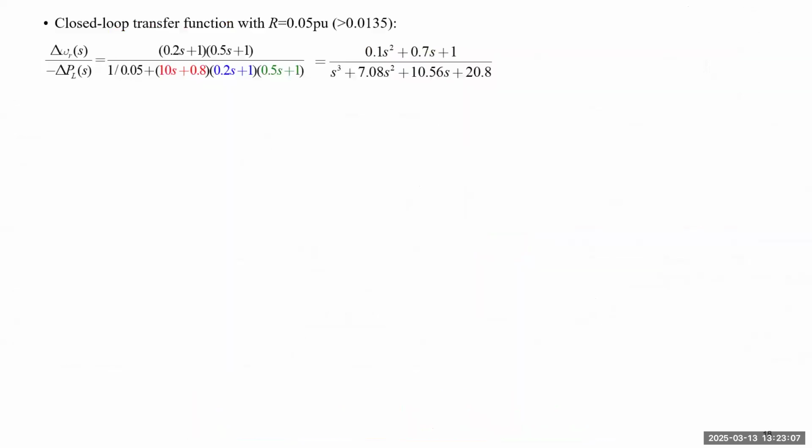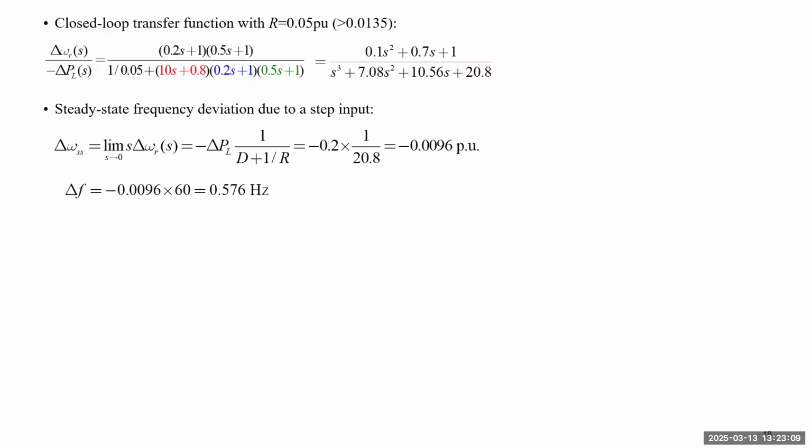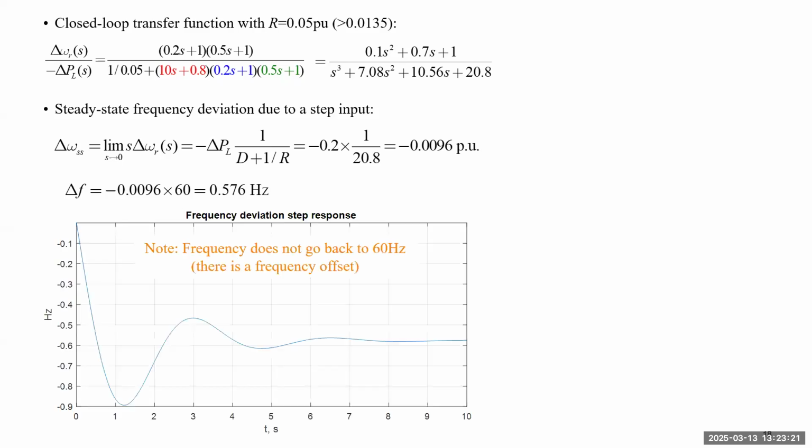All right, so after we know the limit, which is 0.0135 for R, we have to select R bigger than this value. For instance, if you select 0.05 per unit, based on the calculation, we'll have a 0.576 hertz frequency deviation, which is actually higher than the half hertz limit we usually use.